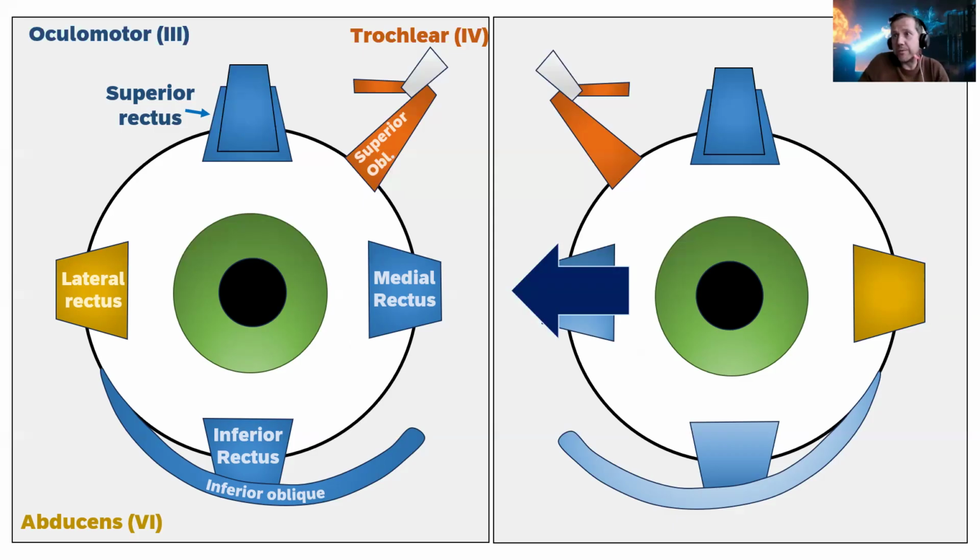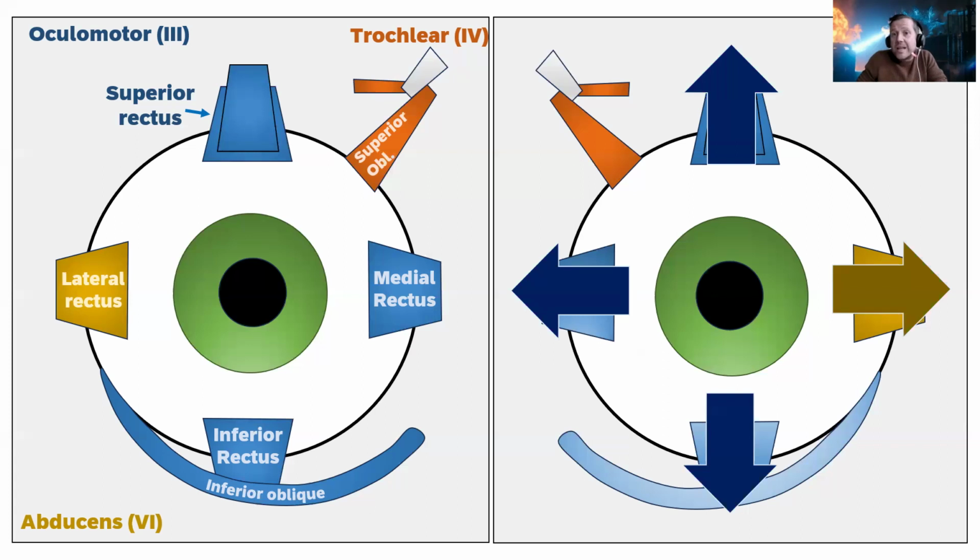Now, what are the functions of these muscles? In some cases, it's quite straightforward. So the medial rectus muscle will adduct the eye, so move it inwardly. The lateral rectus muscle will abduct the eye, so move it outwardly. The inferior rectus muscle will depress the eye and the superior rectus muscle will elevate it.